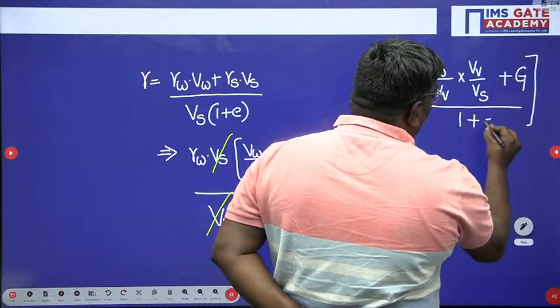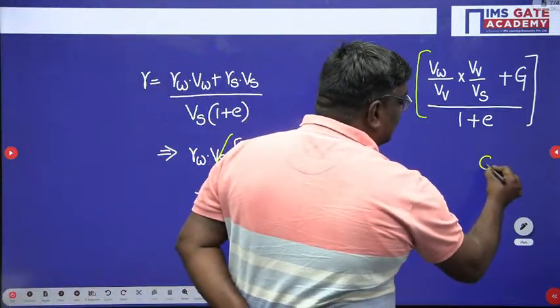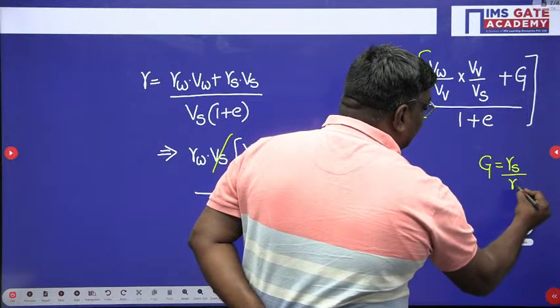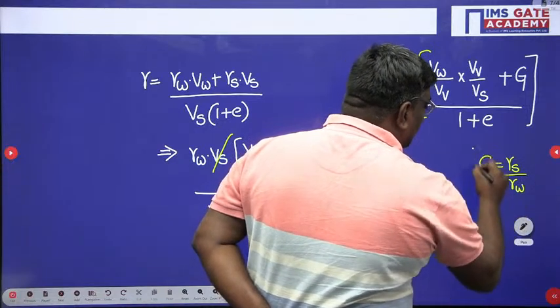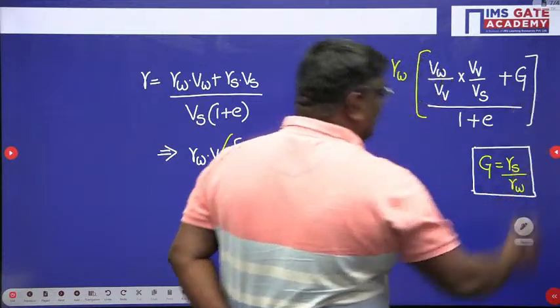Agree? Why I have written G, sir, here? Because as you know, my dear students, G is written as gamma S by gamma W. What is G, sir? As you are aware that G is equal to gamma S by gamma W.